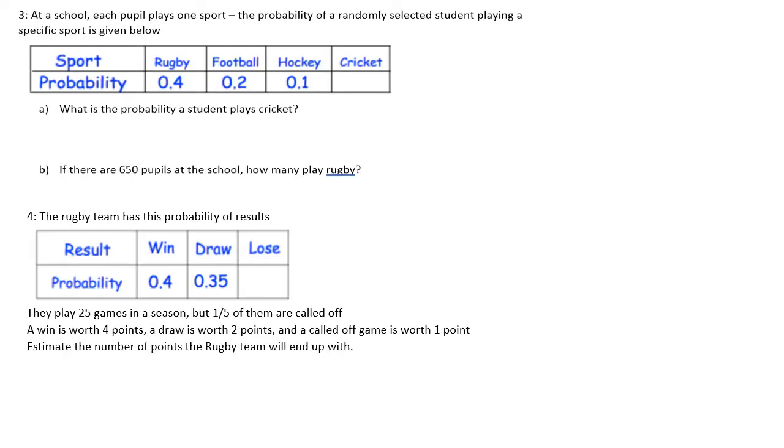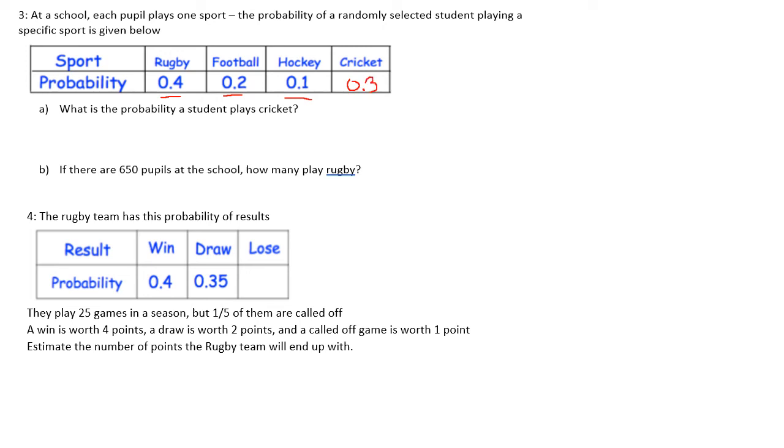Once again, pause the video here, have a go, and we're back. Okay, so again we've got a question here really about adding up to 1. So we're first asked what's the probability a student plays cricket. If we add up these 3 probabilities we get to 0.7. Cricket must be the remaining 0.3.